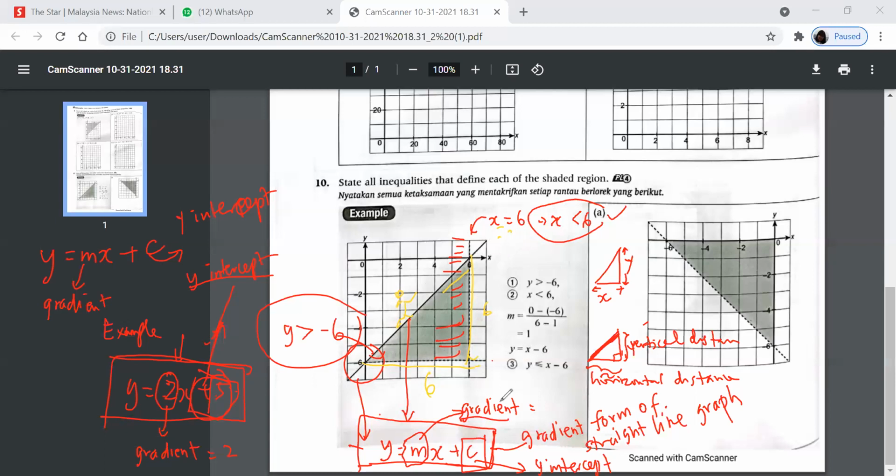So now what is the gradient? Your vertical distance is 6, horizontal also 6, so 6 divided by 6 is 1. Remember just now you said y equals mx plus c? What is m? m is the gradient, so 1. So y equals 1x plus c. Correct or not?